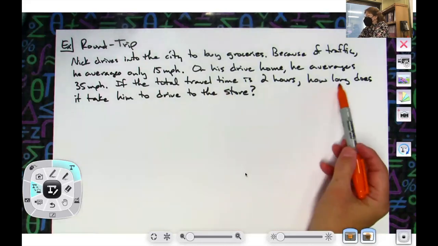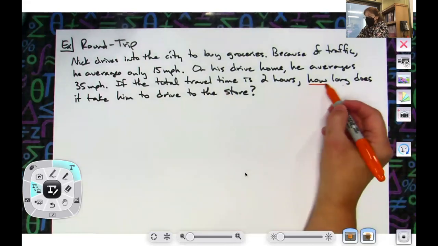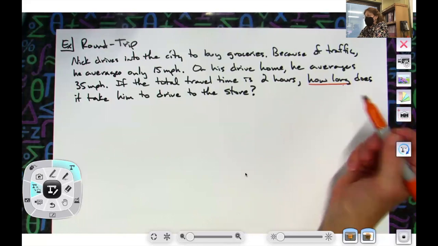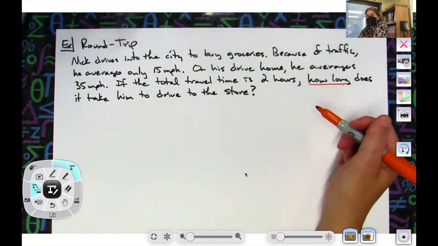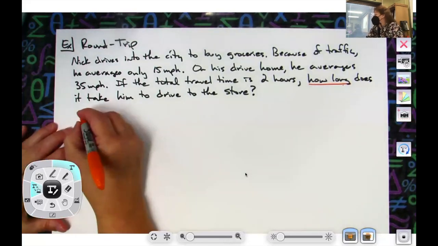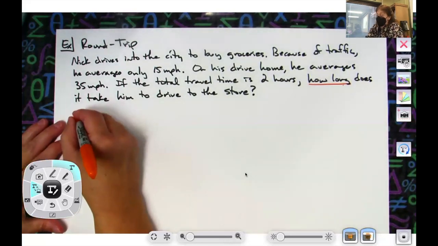How long does it take him to drive to the store? That's always where you look. Look at the question they are asking for, and that's how you're going to define your first variable. Okay, so we're going to define the variables.